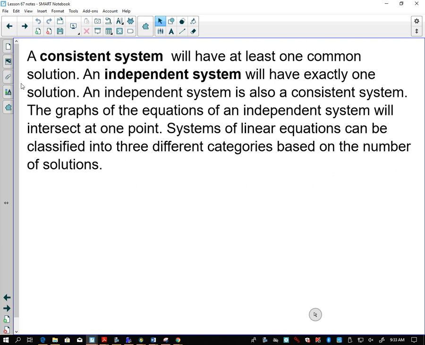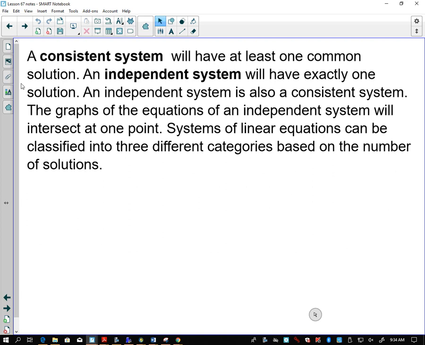Okay? And this is maybe the most common set. They will have at least one common solution. Okay? Now notice it uses the word at least. So something can be both consistent and dependent, because we're either going to have one solution or we can have infinite solutions. So two overlapping lines are considered both consistent and dependent.